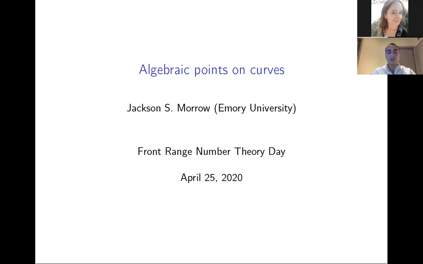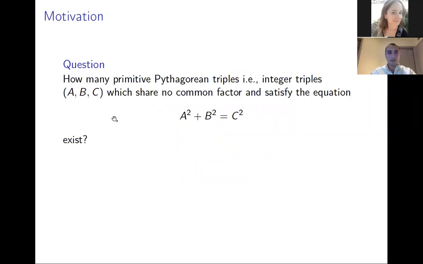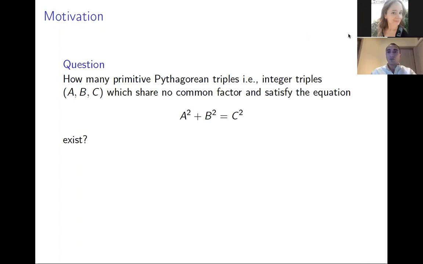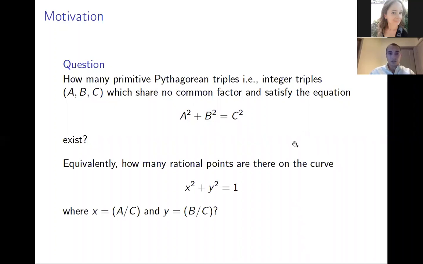Before we start talking about things, I just want to give a bit of motivation for those who maybe don't really study rational points. One of the motivating questions we're going to ask is, how many primitive Pythagorean triples are there? These are integer triples that share no common factor and satisfy a squared plus b squared equals c squared. This is equivalent to asking, how many rational points are there on the curve x squared plus y squared equals 1, where x is a over c and y is b over c?